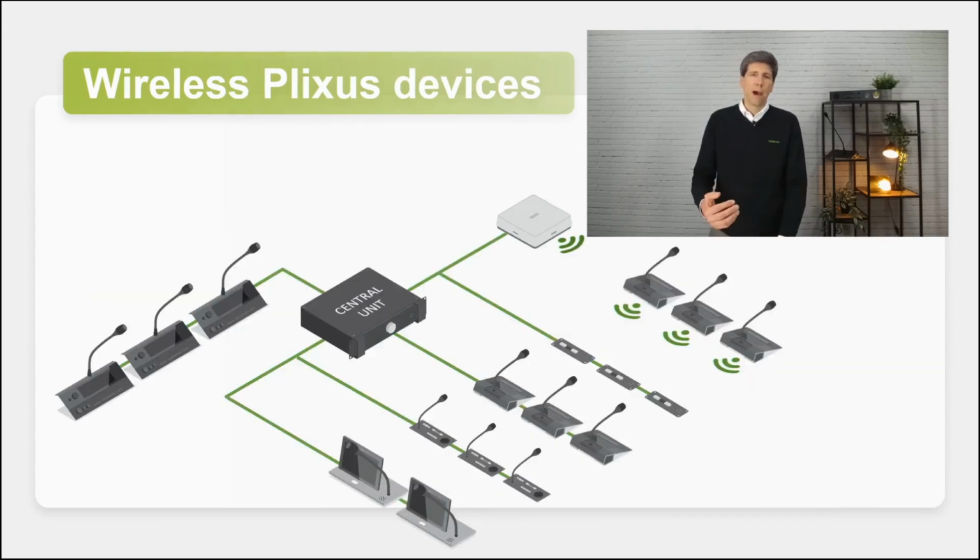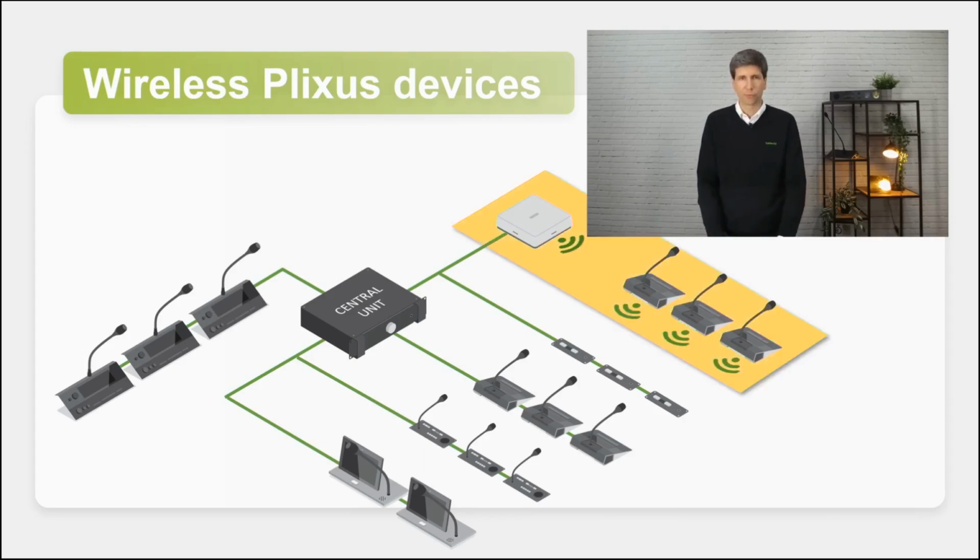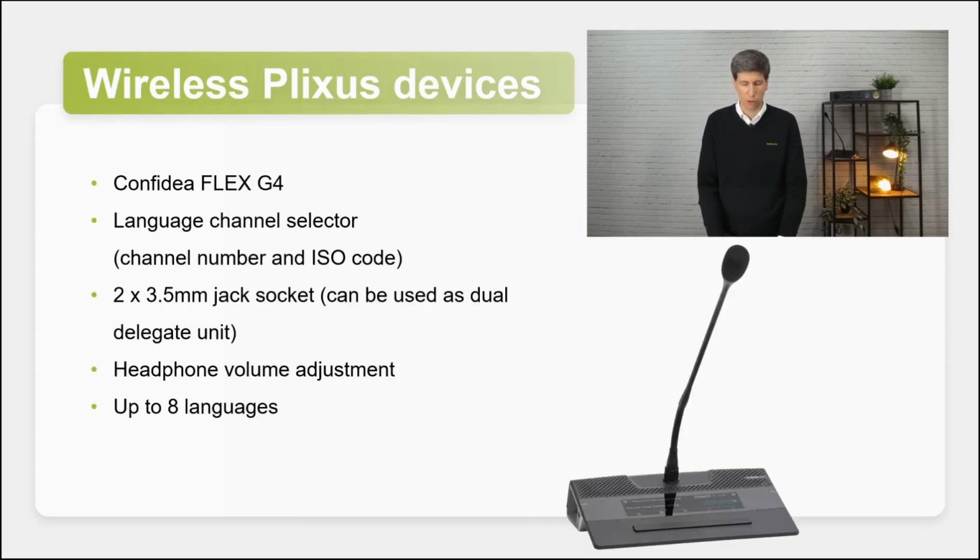Now, if you combine this with wireless units, so wireless units that are in the same network with interpreter desks, then you can also distribute languages. So if you connect an access point to the central unit, you can send the interpretation channels of the Lingua ID towards the wireless units. So it's the same way.